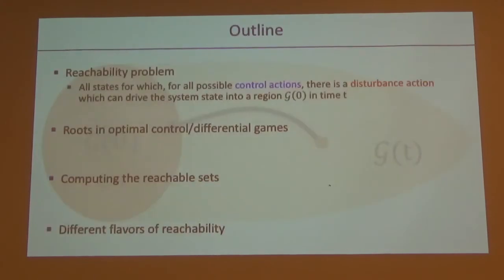Okay, so let's back up and see what we have talked about so far. We talked about the reachability problem, which in words means we want to compute the set of all states for which, for all possible control actions, there exists a disturbance action that can drive the system state into the set of unsafe states, which we also call the target set.